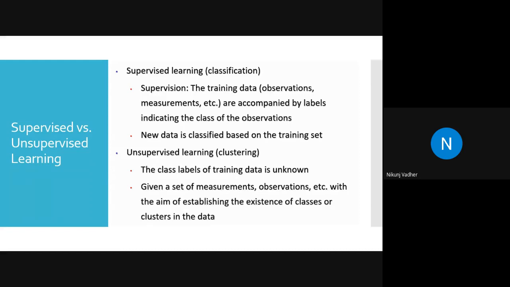So the class label of the training data is unknown. We don't know. Given a set of measurements, observations, etc., the aim is to establish the existence of classes or clusters in the data.